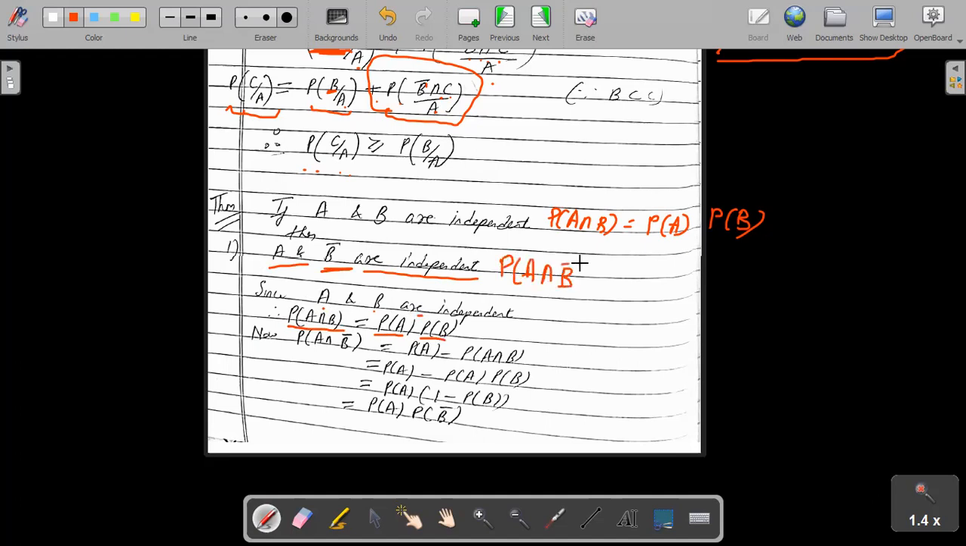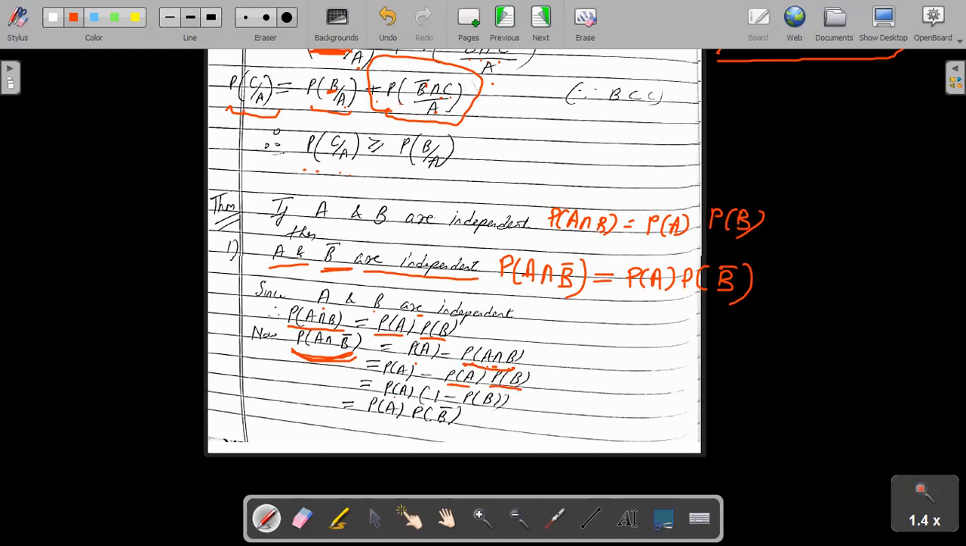So we have to show probability of A intersection B bar is same as probability of A into probability of B bar. Right, so let us apply. So what is probability of A intersection B bar? By definition, this is probability of A minus probability of A intersection B. But A and B are independent, so probability of A intersection B कितना हो जाएगा? Probability of A into probability of B.